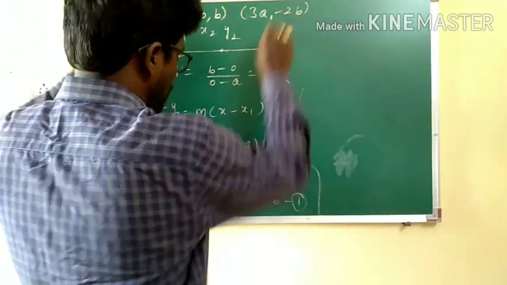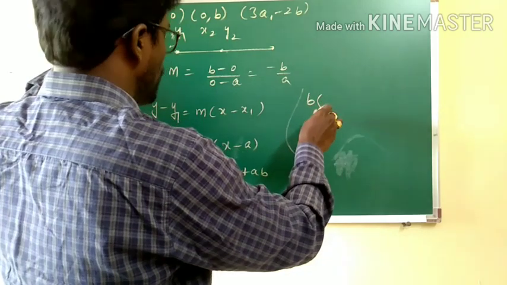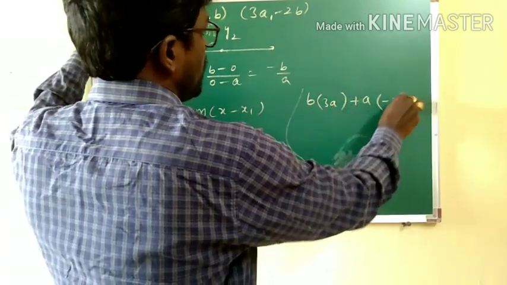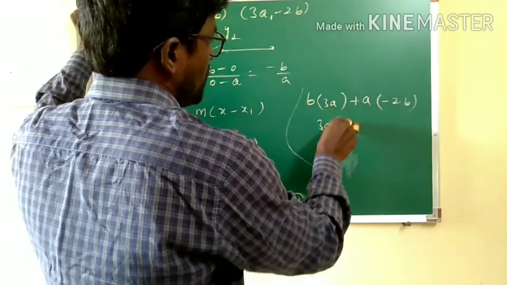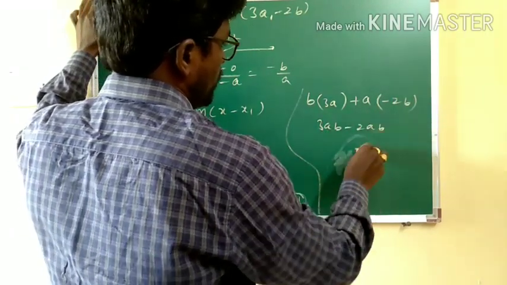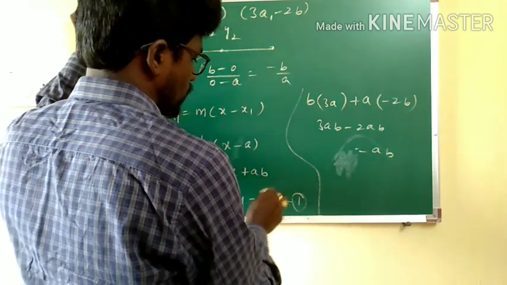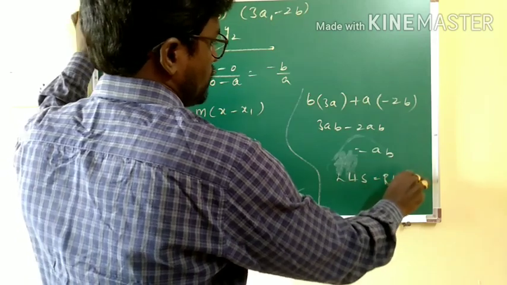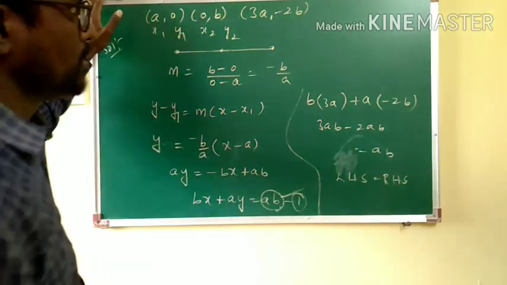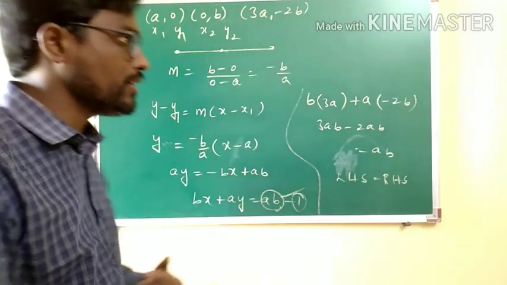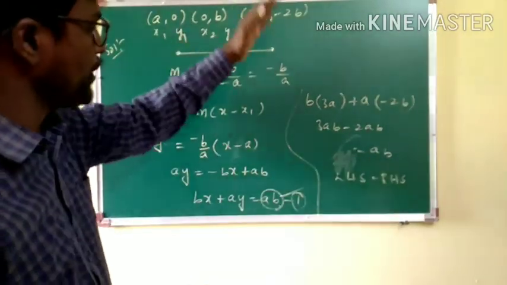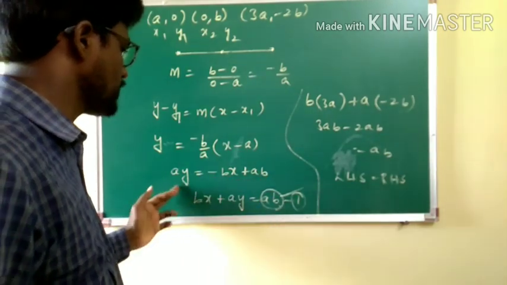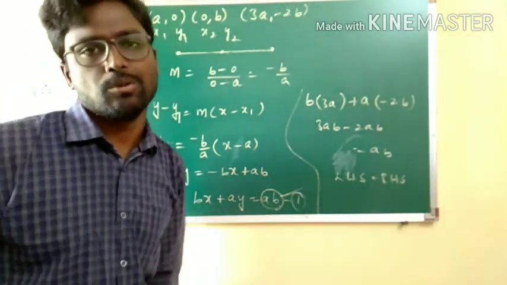Chalo, substitute this point here. b into what is x, 3a, plus a into what is y, minus 2b. 3ab minus 2ab will give you ab. Therefore, left hand side is equal to right hand side. That is LHS is equal to RHS, and hence you can say the 3 points are going to be collinear, and the equation of the line containing those points is ay is equal to minus bx plus ab. Otherwise, bx plus ay minus ab is equal to 0.